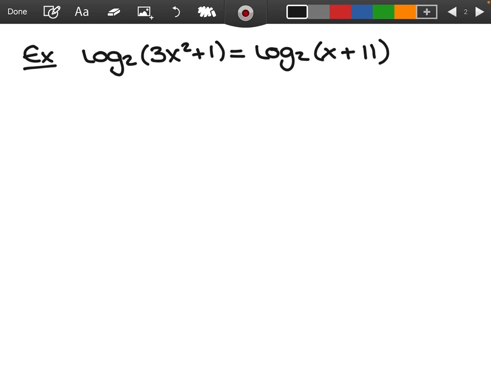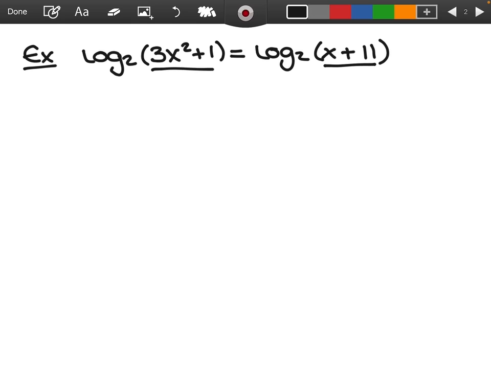Because logarithms are one-to-one, because they are invertible, we could go ahead and invert both sides here by raising both sides as a power of 2. If you did that, you would just get the argument back. So the first step that you're going to do here is just to set the arguments equal to one another. So you would set 3x squared plus 1 equal to x plus 11.